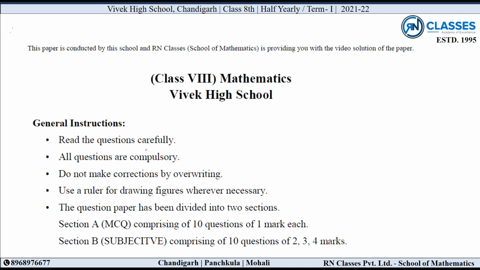Now, today's paper discussion is of Vivek High School half yearly exam conducted on 8th October 2021. So, let's get on with the paper. It had two parts, section A, MCQs, and section B, subjective part. MCQs had 10 questions, 1 mark each, and the subjective part has 10 questions, 2, 3 and 4 marks. Jumping on to question number 1.